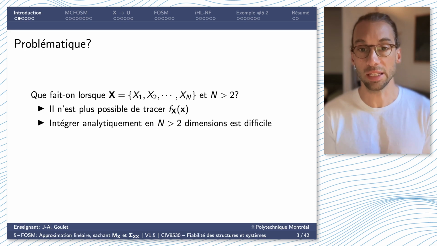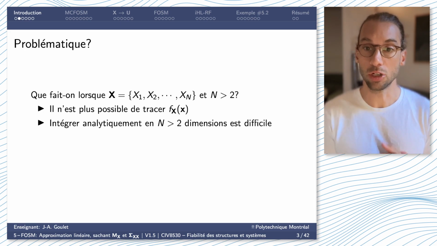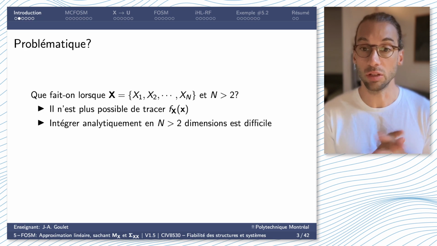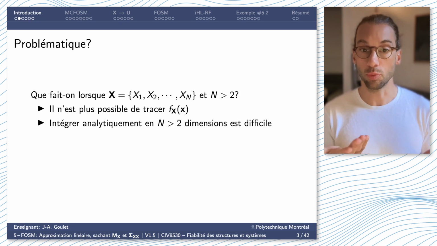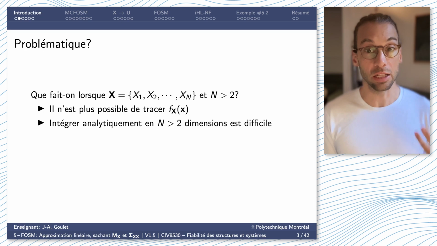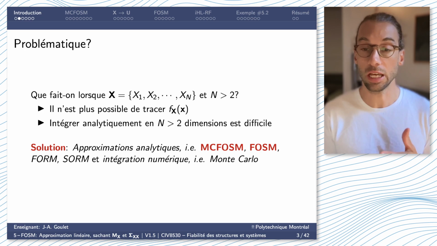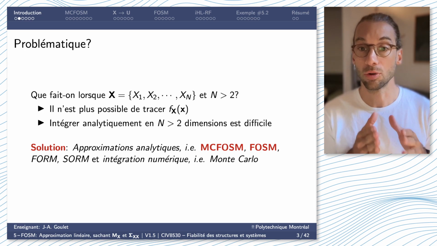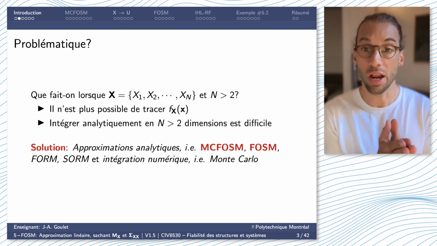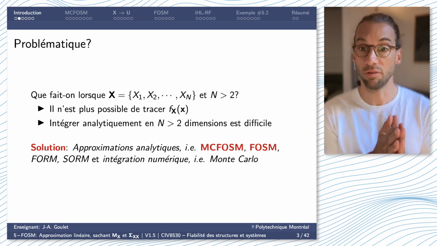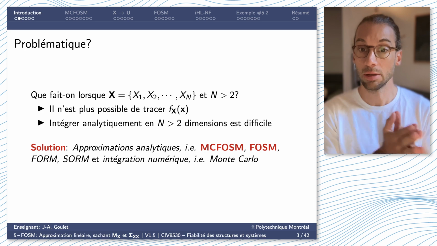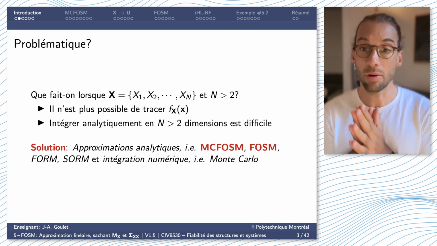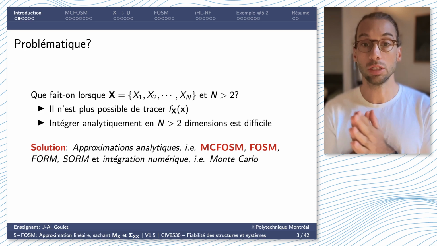So the problem we're facing is that when we have a large dimensional vector of random variables involved in our reliability problem, it's not possible to plot our joint probability density, and integrating in large dimension becomes difficult. In such a case, we're going to see analytical methods that allow us to compute the integration required for evaluating the probability of failure. We saw in Module 4 how we can do this numerically using sampling methods. With Module 5, we're going to see how we can do this approximately using analytical methods.